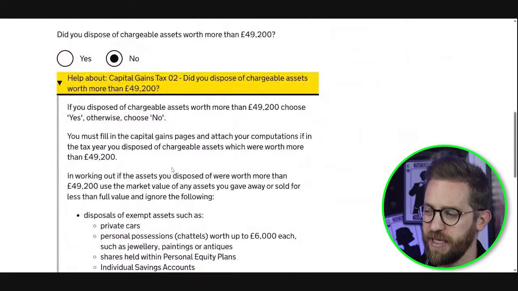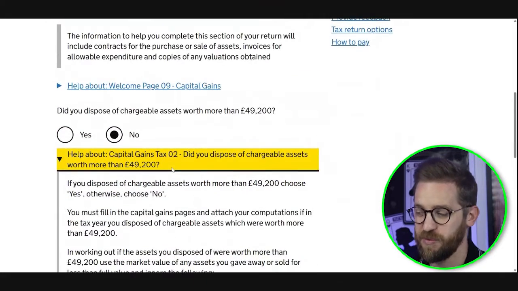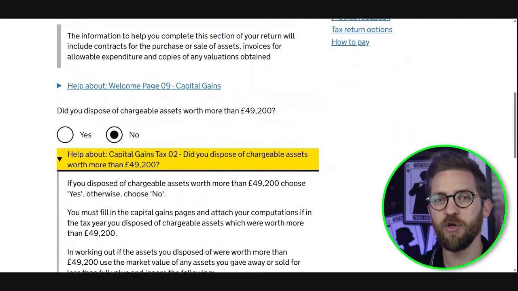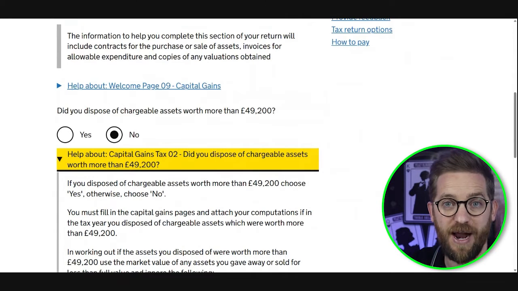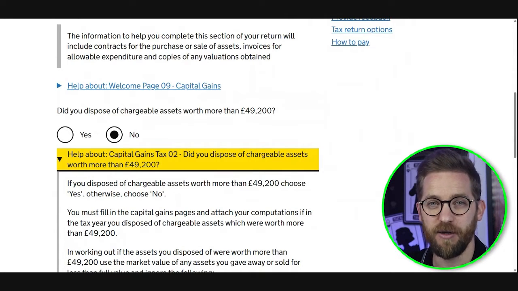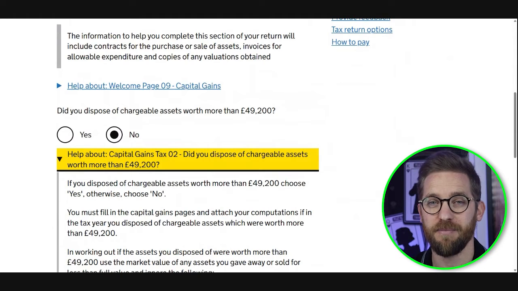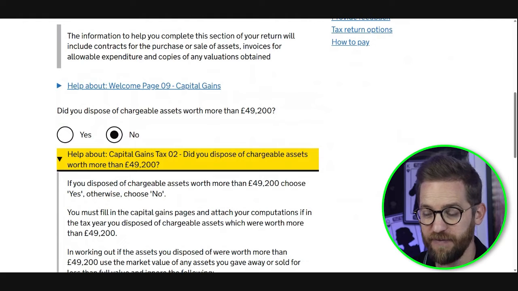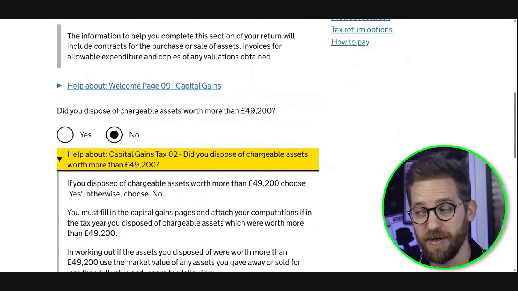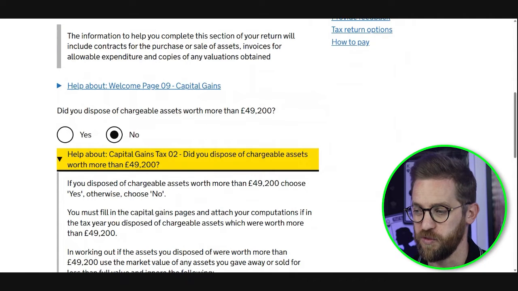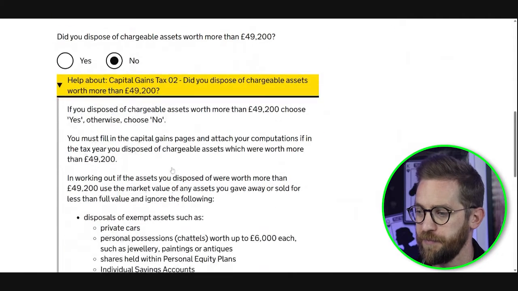But essentially, if you dispose of assets worth more than £49,200, then you'll normally need to complete the capital gains section anyway. And that's important because even though you've disposed of maybe a 50 grand asset, you may not have made any money on it. You may have broken even, you may have made a loss, but that is a trigger to complete this section anyway. So even if you haven't made any money, HMRC still want to know about larger disposals. So just bear that in mind here.